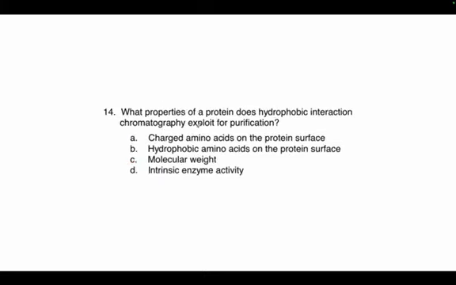What properties of a protein does hydrophobic interaction chromatography exploit for purification? This is another type of chromatography we've discussed in this course, wherein our column itself is hydrophobic. And as a result of that, the greater the hydrophobicity of the proteins passing through the column, the more likely they will be to bind with the matrix. So what we're exploiting is hydrophobic amino acids on the protein surface because it needs to interact with a resin.